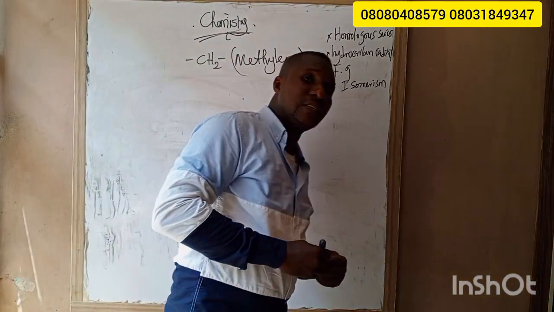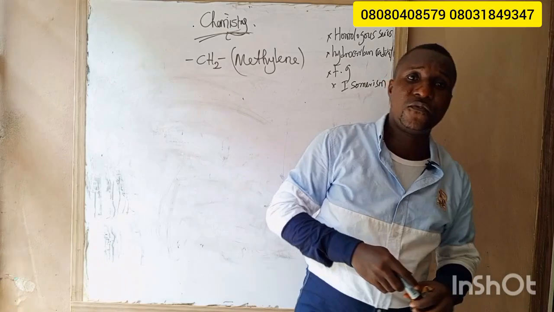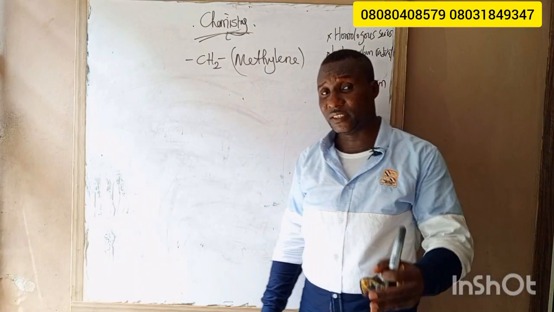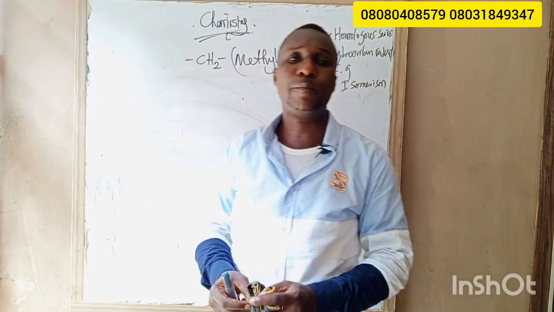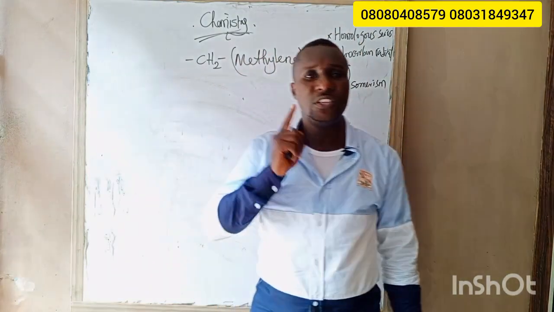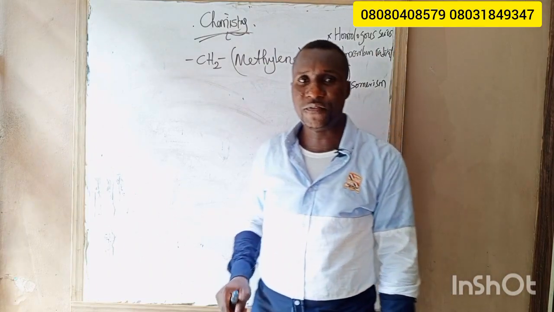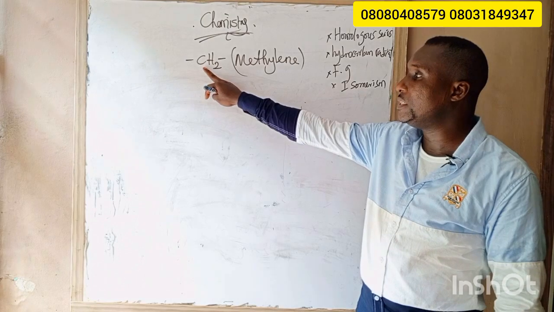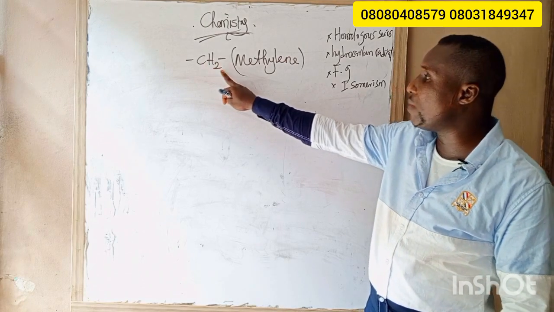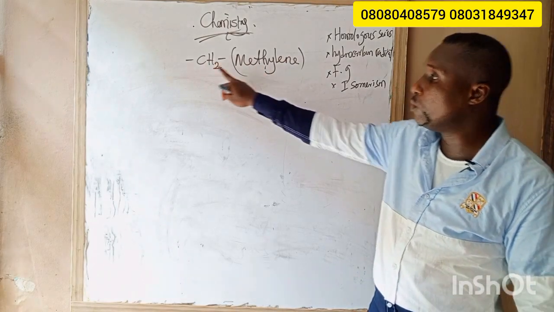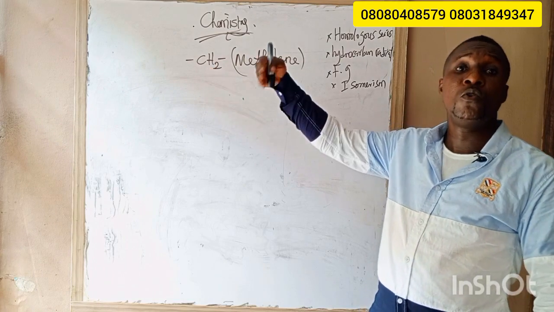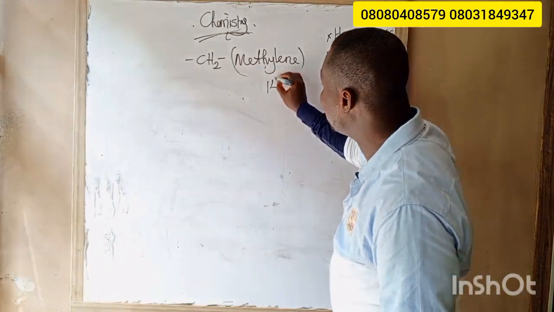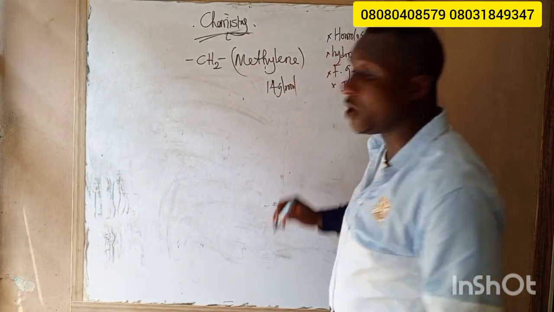This is a series that follows a regular pattern in which each successive member of a family differs by the molecular formula CH2. This molecular formula is known as methylene, which is also known as a molecular weight or molecular mass of 14 gram per mole. I will explain that.